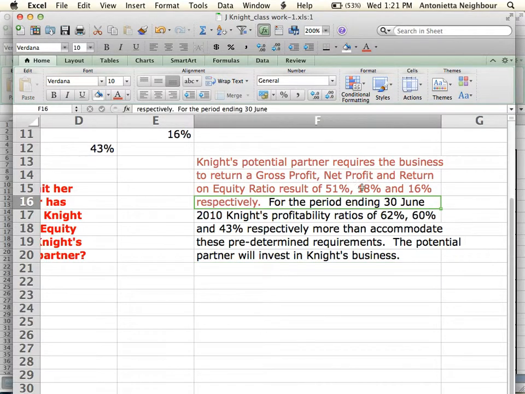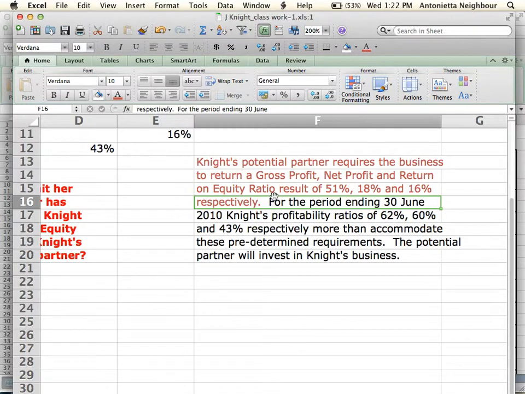The second thing, so you're basically just stating what they have to be able to achieve. The second thing you have to be able to do is quote the result the business returns. So for the period ending 30th of June 2010, Knight's profitability ratios are 62, 60, and 43% respectively.